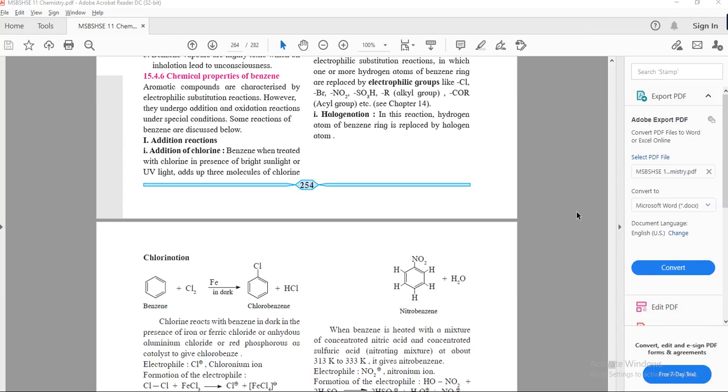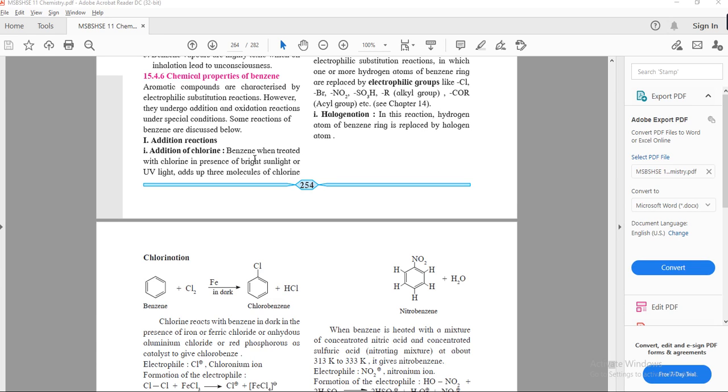Good morning everyone. In this session we will study the chemical properties of benzene. In the chemical reactions of benzene, there are various reactions given. The first reaction is addition reaction. Now what is addition reaction? The reaction in which a new group or atom is added to the ring is addition reaction.